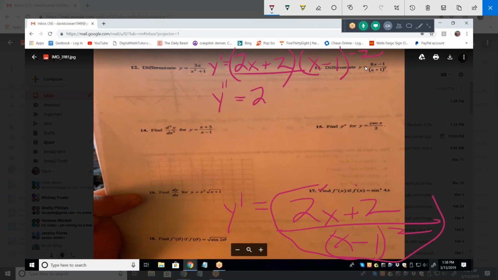2x plus 2 times negative 2. I'll write that negative 2 like that, just because I don't have enough room on the other end. But okay. Negative 2 times x minus 1 to the negative 3 plus x minus 1 to the negative 2 times 2.